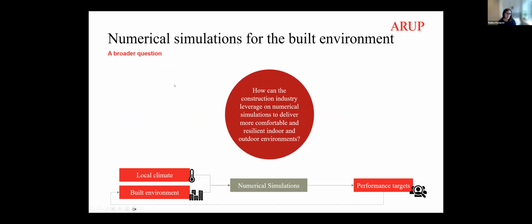So just to wrap up, I just wanted to close this presentation with a bit of a broader question. Numerical simulations are available and used for the built environment. My impression is that we are not yet really leveraging their potential to influence the design at all stages.